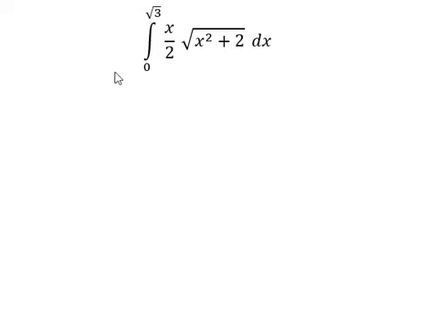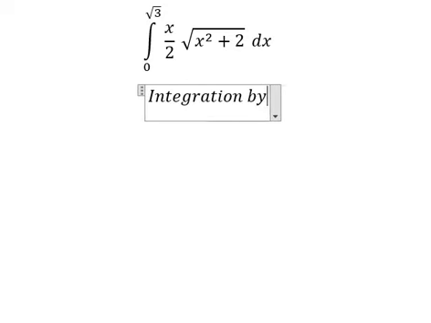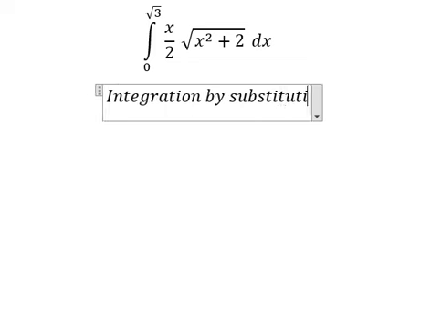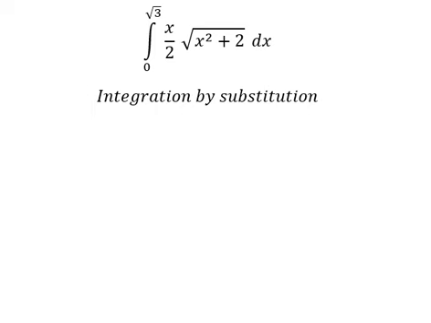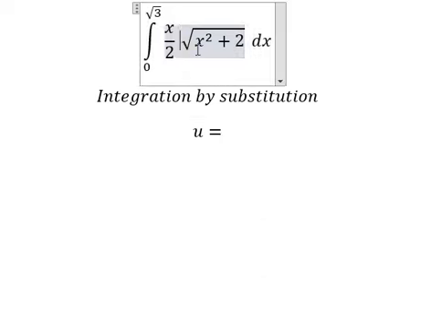So today I want to talk about integration. Now I want to show you how to answer. We can use integration by substitution. So I will put u equals to this one.